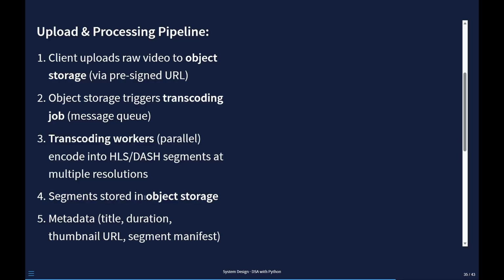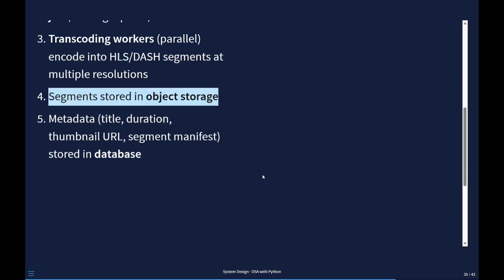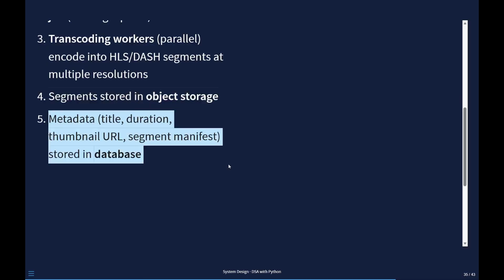The transcoded video is segmented into small HLS chunks, typically 2 to 10 seconds each, and stored in a CDN-connected object store. Metadata goes into Postgres. Click. Streaming.